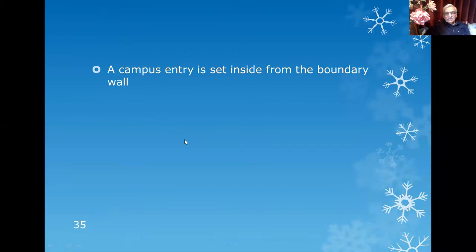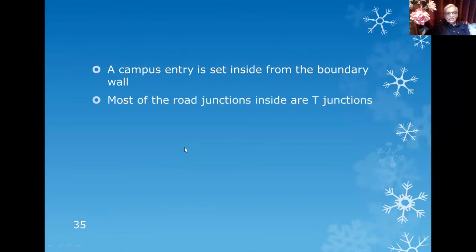So a campus entry is set inside from the boundary wall. Normally when a campus is designed, the main gate is set slightly inside because there will be a security check. Any person who is coming inside first time, the security will ask about what work he has in the campus. So he has to momentarily park his car and then answer the security before he goes inside. So there has to be some kind of hold up area near the gate, and that's why the main gate is set slightly in.